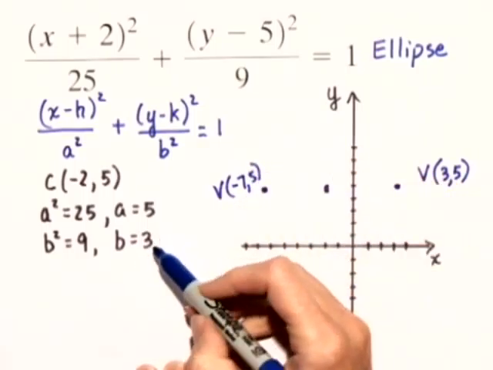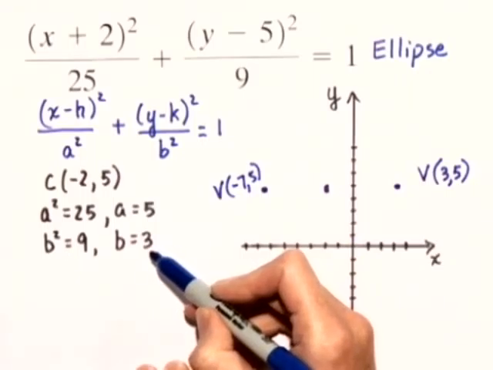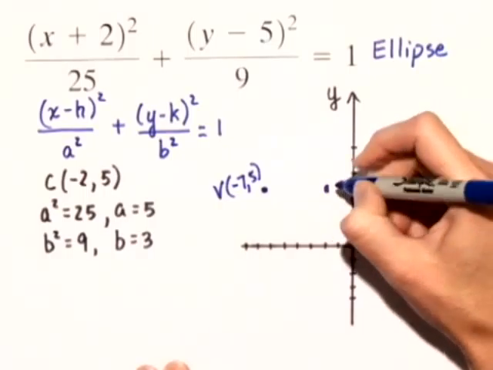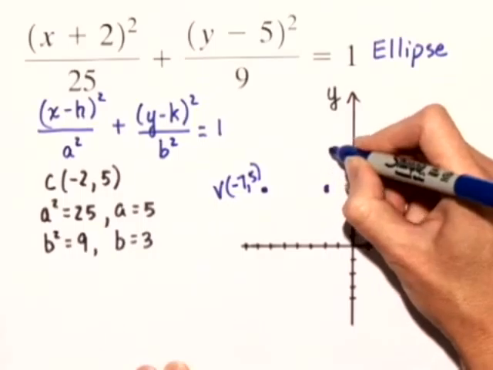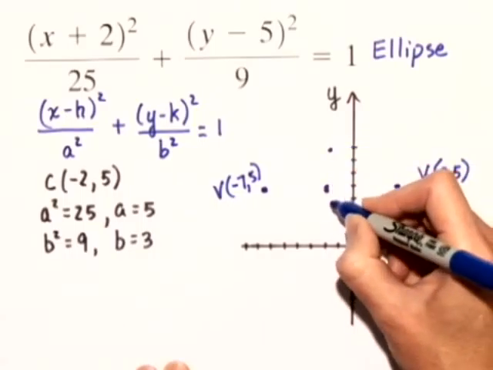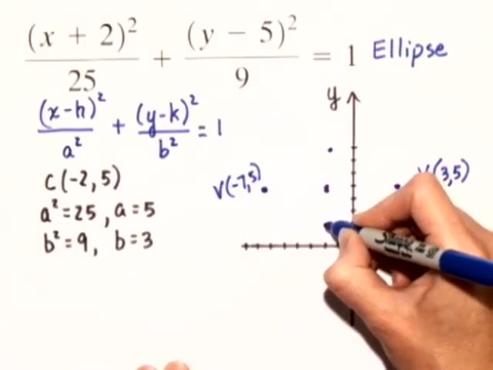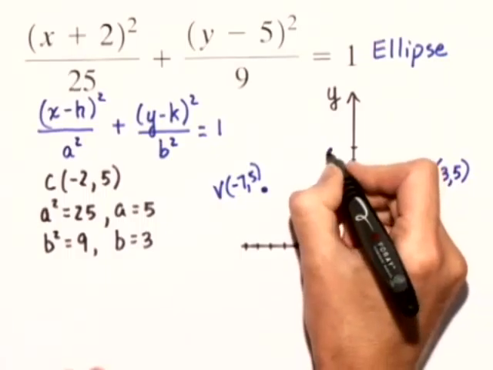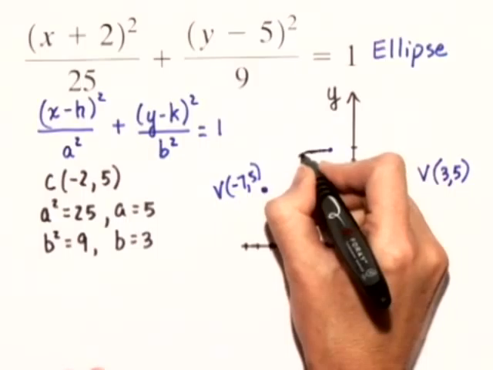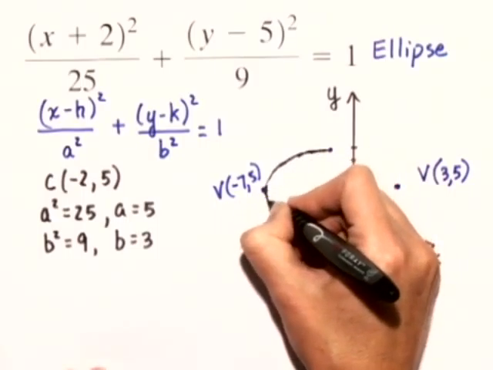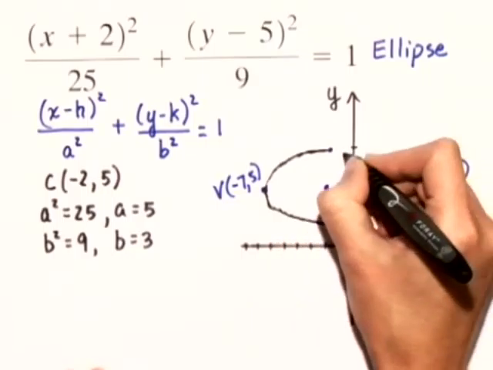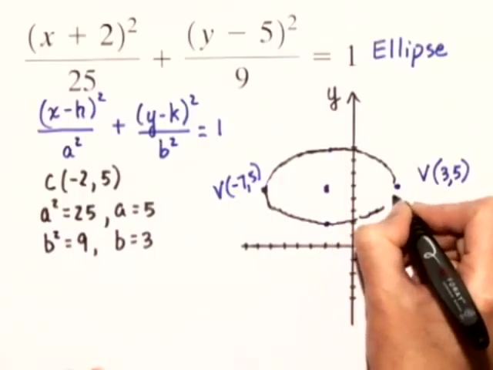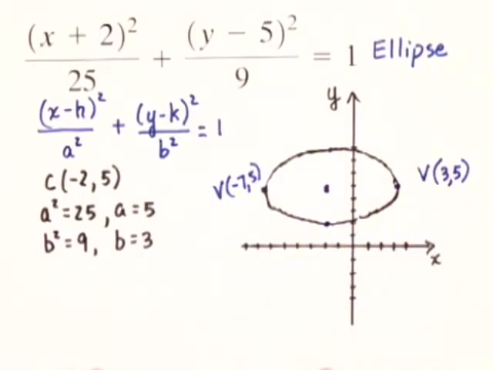Now we also need to go b units up and b units down on our minor axis to get 2 more points for our ellipse. So from negative 2, 5, we'll go up 3, and we'll also go down 3. Now we have enough points to sketch a picture or a graph of our ellipse. So let's go ahead and do that. Okay, there's a graph of the ellipse.